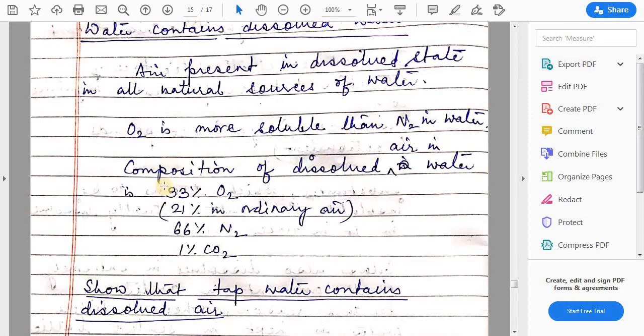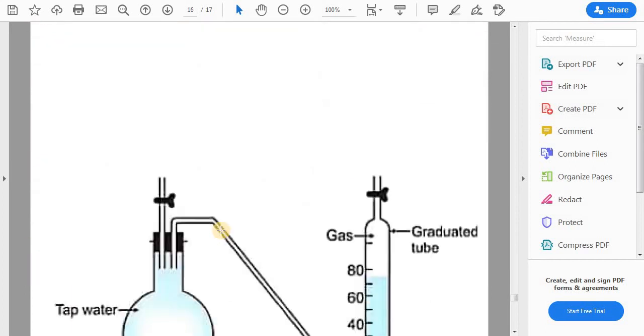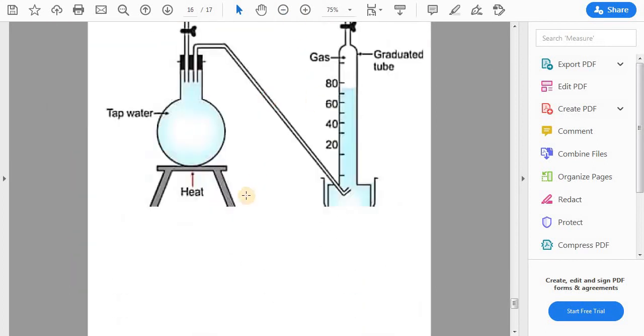Since oxygen is more soluble in water compared to nitrogen, the composition of the air dissolved in water differs from ordinary air. The composition of dissolved air in water is 33% oxygen, whereas ordinary air contains 21%, 66% nitrogen and 1% carbon dioxide. Now they show that tap water contains dissolved air. This is the experimental setup.